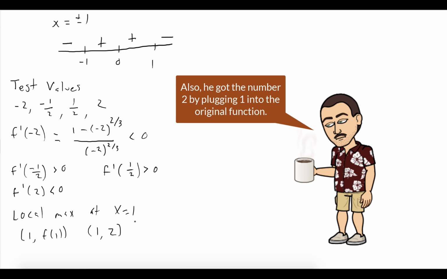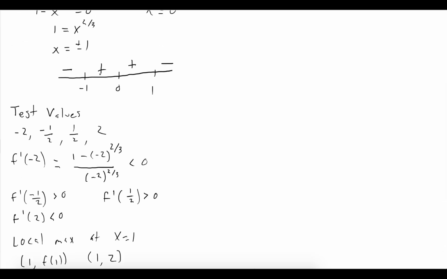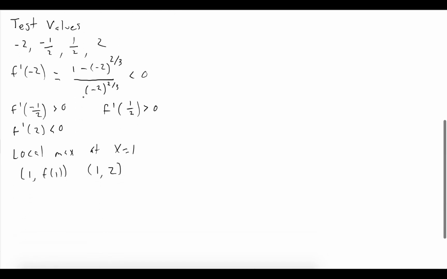Okay? And now, again, the first derivative test says there's a local min whenever our derivative goes from negative to positive, and our derivative goes from negative to positive at x equals negative 1. So local min at x equals negative 1, and that's at the point negative 1 comma f of negative 1, which is the point negative 1 comma negative 2.